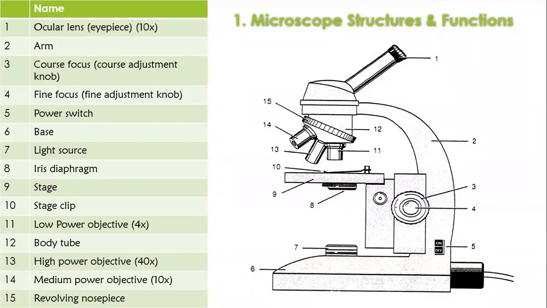Okay, we're going to have 2 knobs over here. One is called the coarse adjustment, one is called the fine adjustment. The coarse adjustment is used under low power, and it really moves the stage up and down significantly.